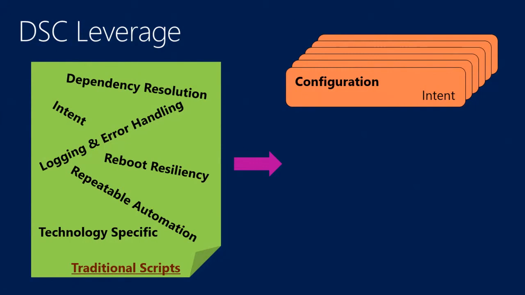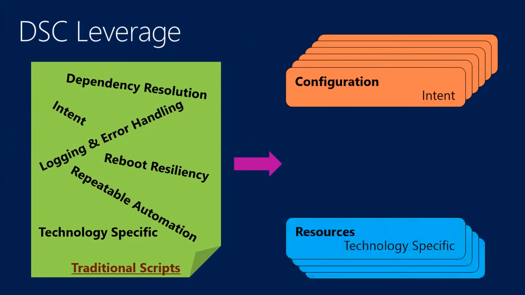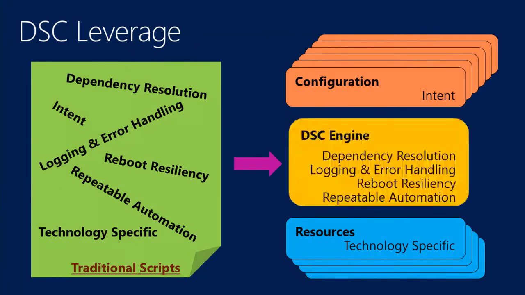And then when we enter into DSC, we separate them out. You write configurations which describe the intent. And then there are resources which are pluggable, and that deals with the technology specific implementation. These resources are PowerShell scripts themselves. And everything in between is handled by the DSC engine. So it gives you nice layering. Most of the redundant stuff about logging, error handling, reboot resiliency, etc., the engine takes care of, and you can write lots and lots of configurations, and your system is configured the way you want it.